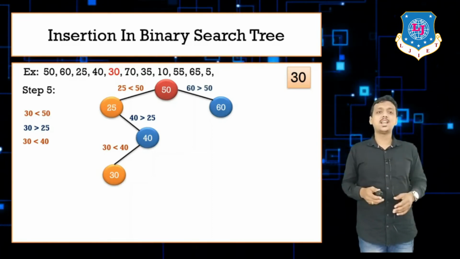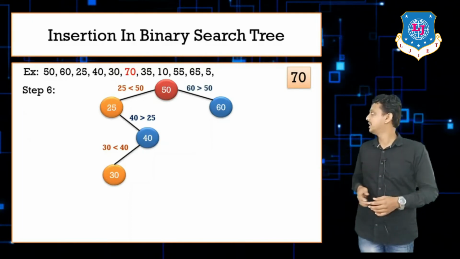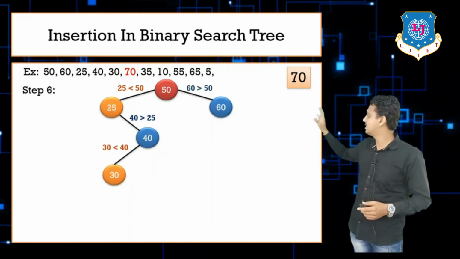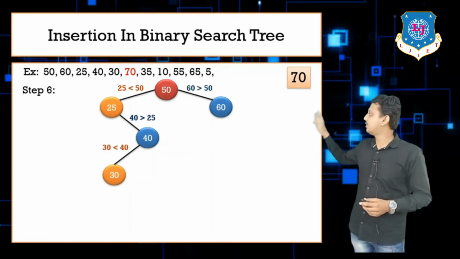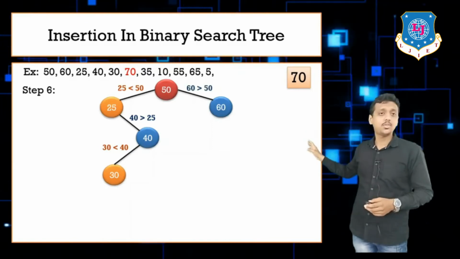Fine. So let's start. The next value, students, we have is 70. You can see the comparison of 70 with 50. 70 is obviously greater than 50, so we need to move towards the right side of 50.